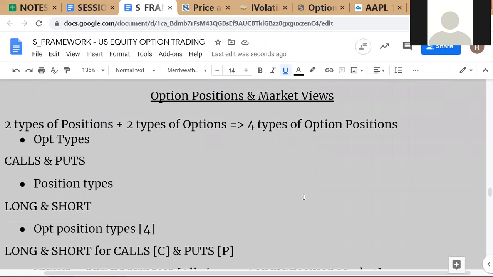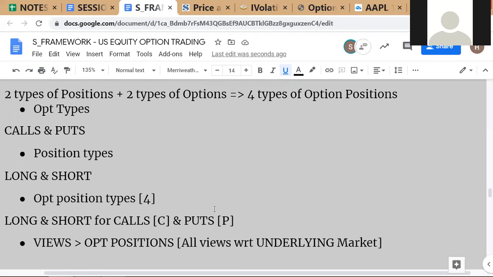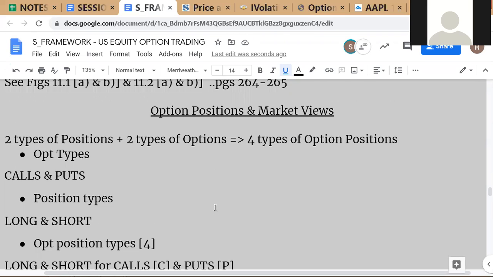Okay, so let's look at this now. We have to start getting into the theoretical frameworks that will help you to trade. So let's get into that. Your next topic is option positions and market views. This is where we're giving you a good framework for you to trade options.